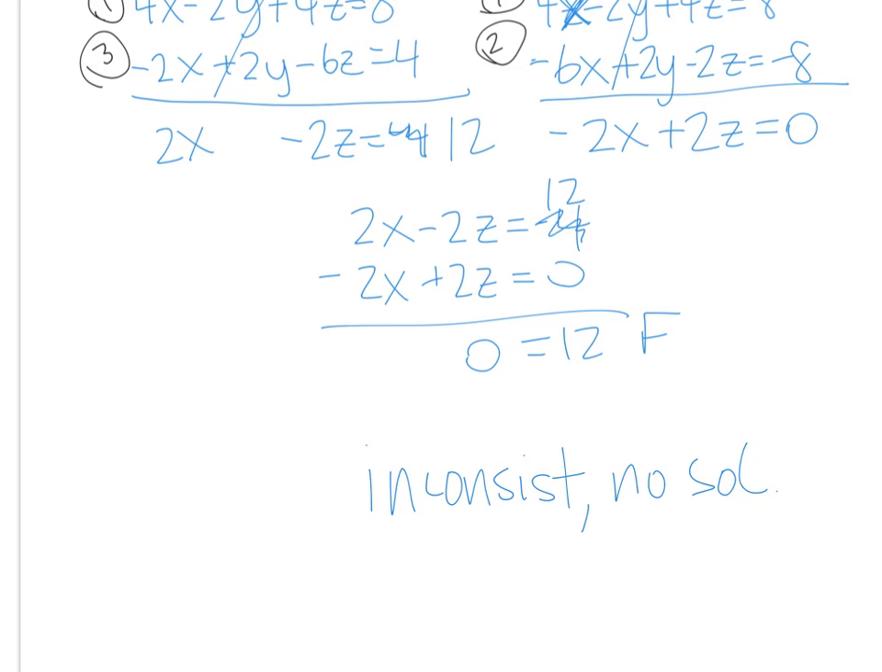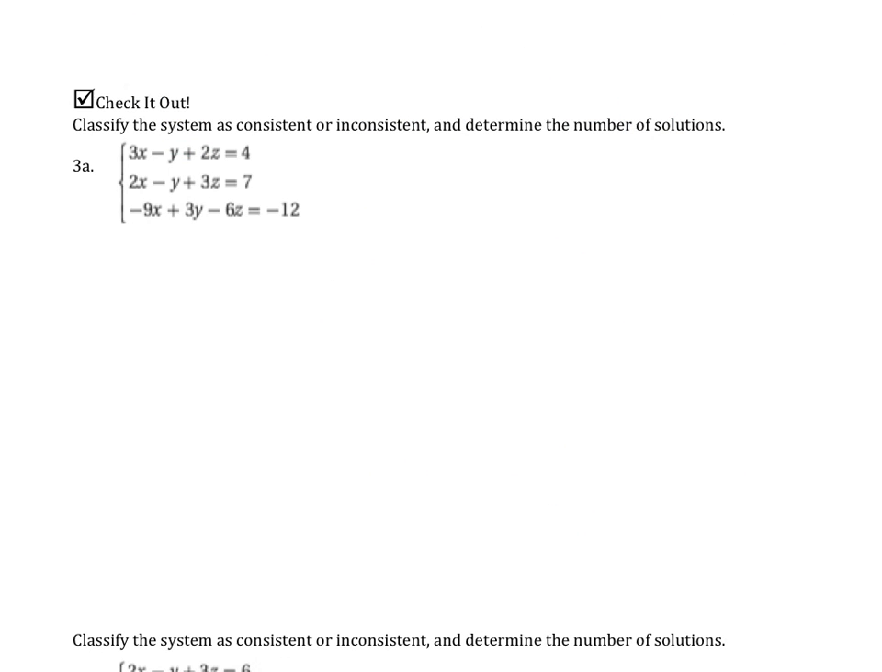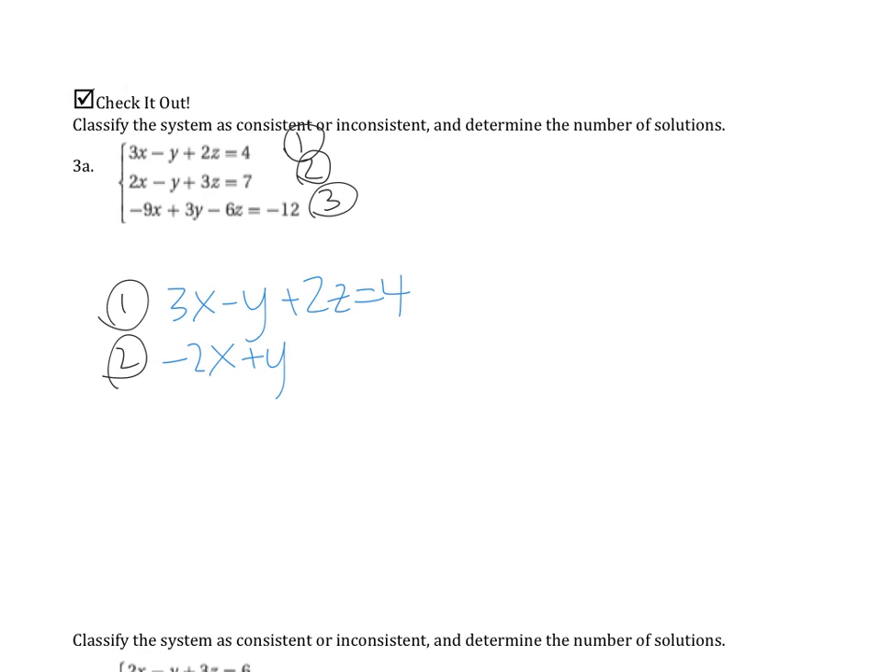Okay, we're going to do the next one together also. I'm going to write equation 1, 2, 3. I take equation 1 and equation 2. Multiply equation 2 by a negative 1. Can add those together.